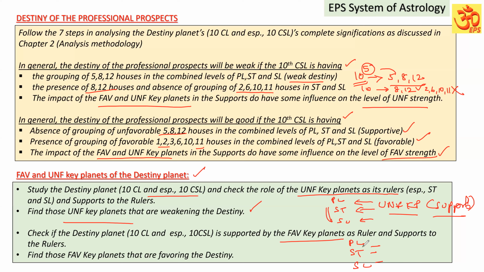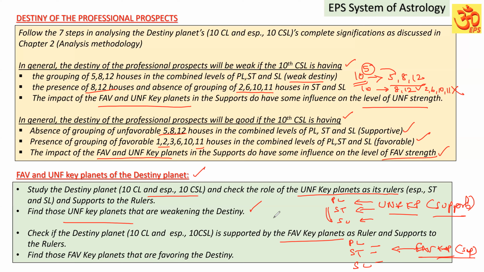Similarly, the 10th cuspal sublord's star level and sublevel planet can be further supported by the favorable key planets in supports. So these planets also can be considered as the favorable key planets. So find those favorable key planets that are favoring the destiny. So we have studied the destiny.